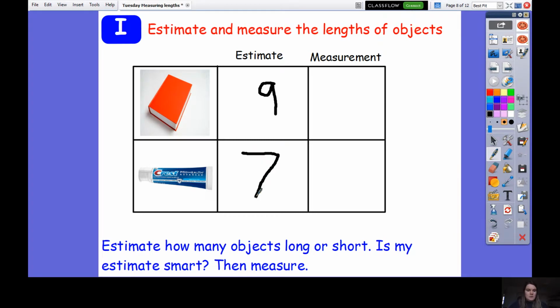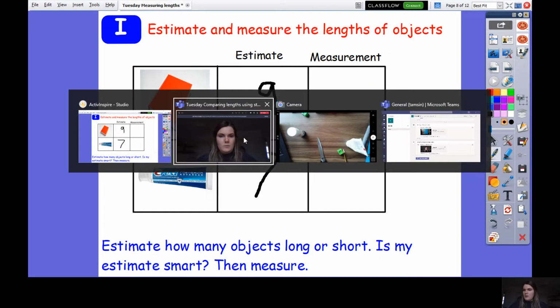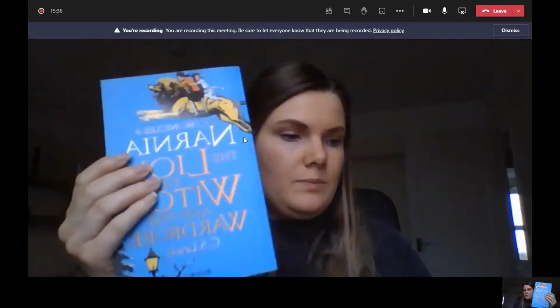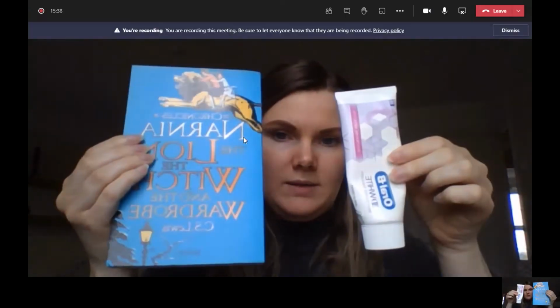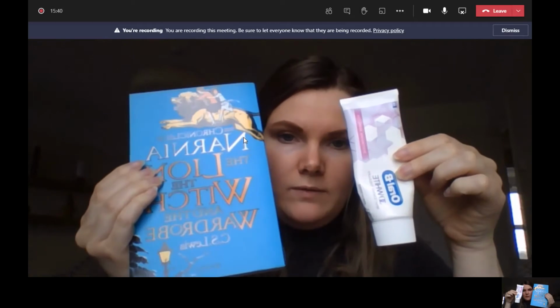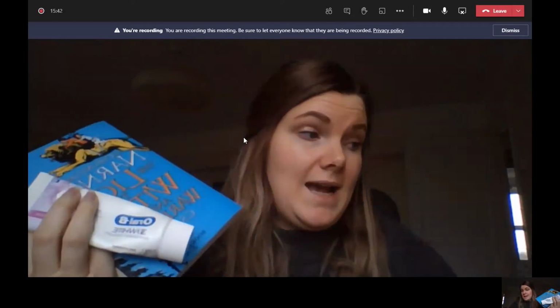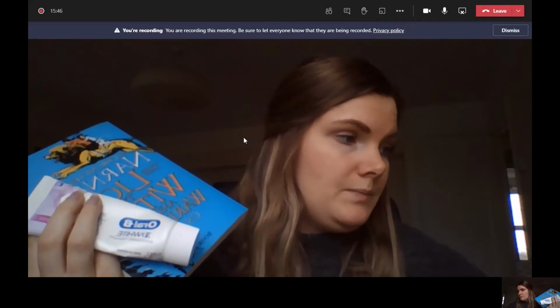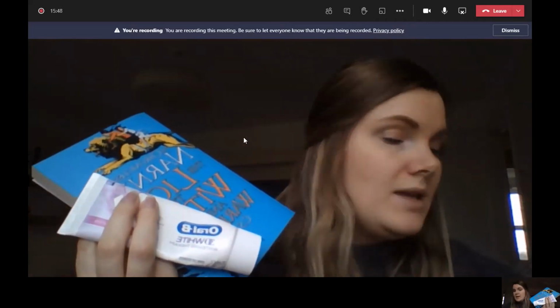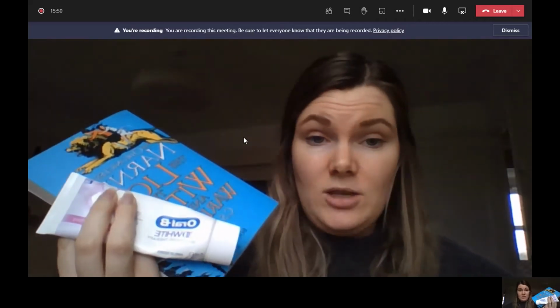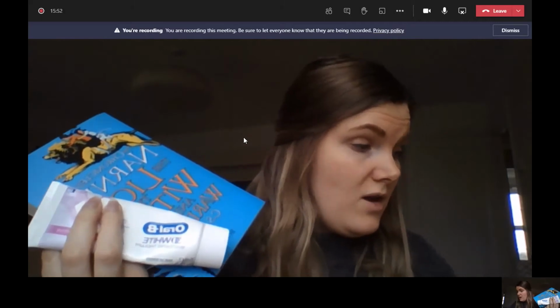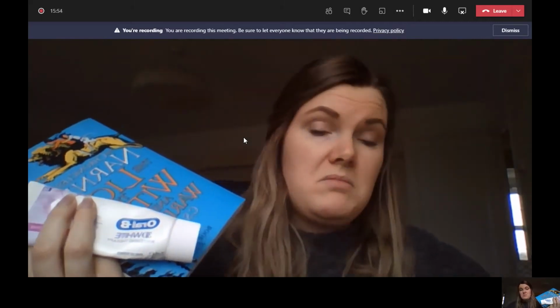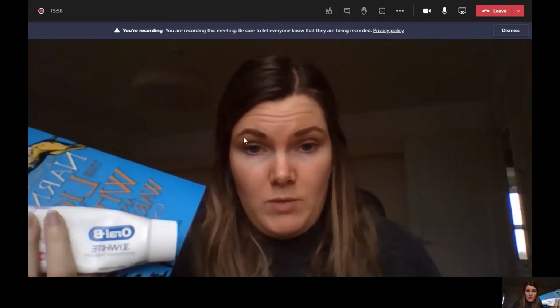Okay, so I'm going to get those 2 items. So we've got the book and the toothpaste. Here's our book and here's our toothpaste. So we've made an estimate for these. Now what we have to do is actually measure them. And I'm going to measure them using my cubes. And then I'll find out if it is accurate or if I have gone way off the mark with my measuring.